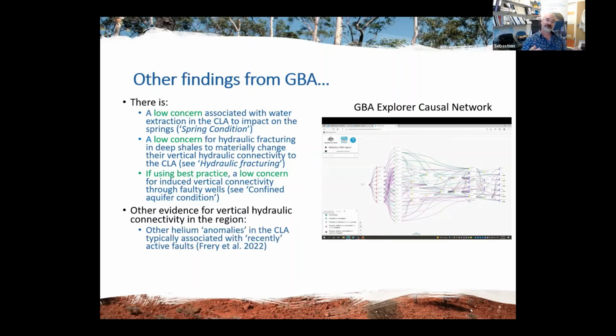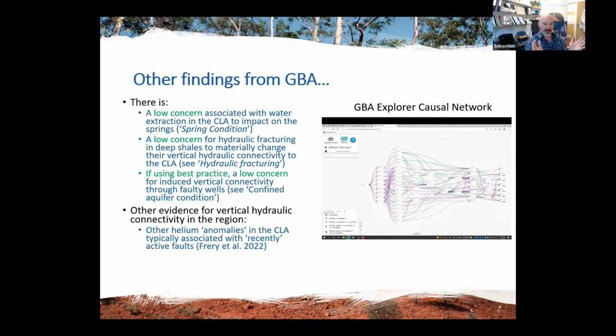On the other hand, it's not only at the springs. We found other evidence elsewhere in the CLA, using helium in particular, that we tend to find anomalies. We tend to find little hotspots here and there where groundwater in the CLA has more helium, and they tend to be associated with particular types of faults. So there is, again, more evidence that there is some underlying vertical connectivity in the system. And of course, that links it to the topic of how processes like hydraulic fracturing could increase that natural variability.